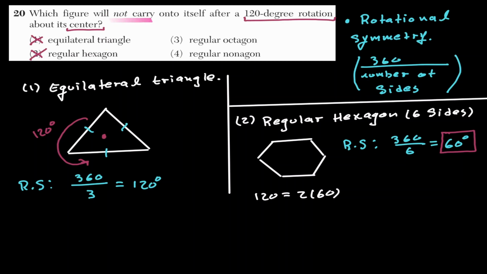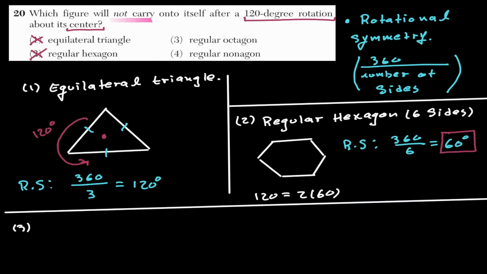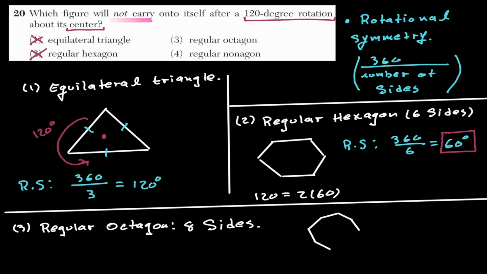Let's look at option number 3, a regular octagon. An octagon has 8 sides, so let's visualize that. Its rotational symmetry will be 360 divided by 8, which is equivalent to 45 degrees. So what we are saying is, every time we rotate 45 degrees, we are going to overlap the figure into itself. Notice that 120 is not a multiple of 45 degrees. The correct option is number 3.